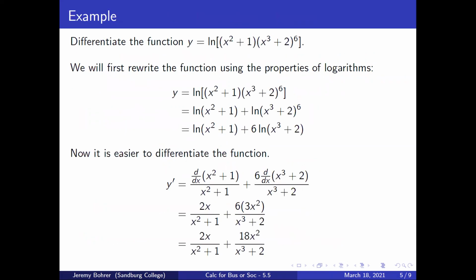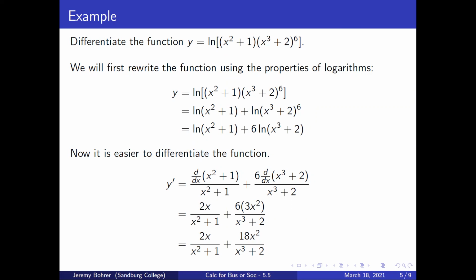Differentiate the function y equals the natural log of x squared plus 1 times x cubed plus 2 to the 6th power. We will first rewrite the function using the properties of logarithms. Y is equal to the natural log of x squared plus 1 times x cubed plus 2 to the 6th power, which is equal to the natural log of x squared plus 1 plus the natural log of x cubed plus 2 to the 6th power, which is equal to the natural log of x squared plus 1 plus 6 times the natural log of x cubed plus 2.